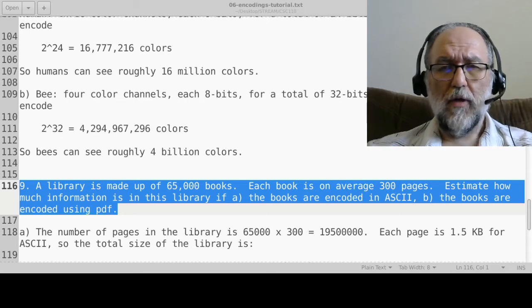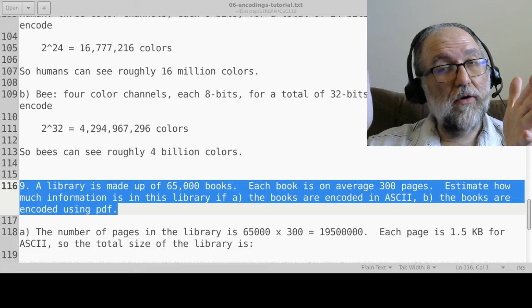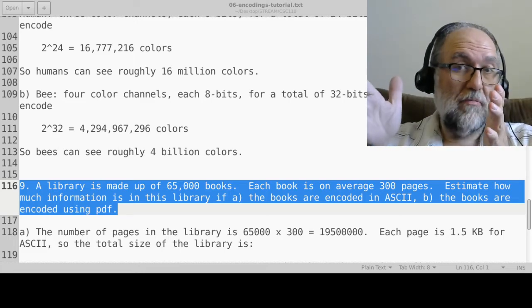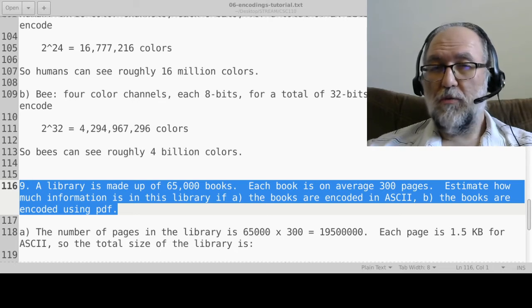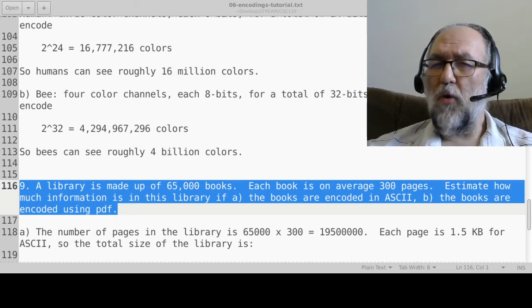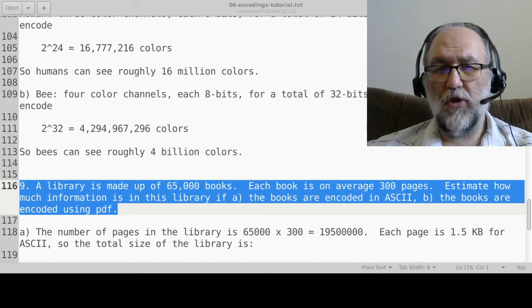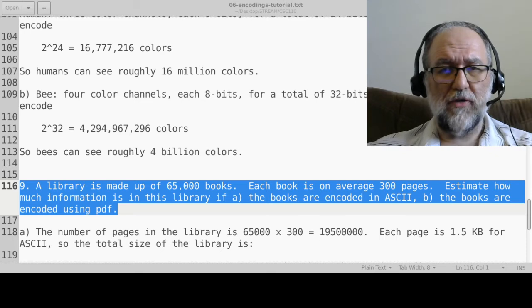So you've got a library. Number of books in the library is 65,000. Okay, some books are bigger than others. Some books are like 1,000 pages long. Some books are only 100 pages long. On average, a book is 300 pages long. Okay, and we're going to pretend for part A that all the books have been encoded in ASCII. Okay, which is kind of boring because it's just letters. There's no pictures, no fancy letters, no mathematical symbols, nothing, just English text. Okay, and how much information is in that library?